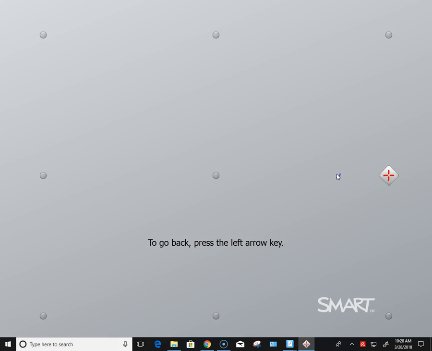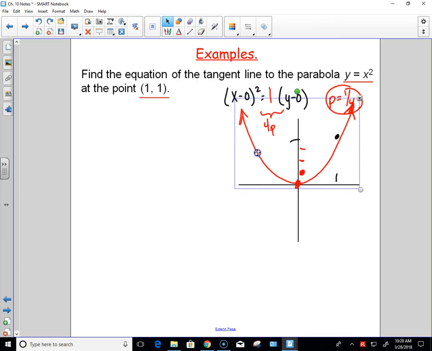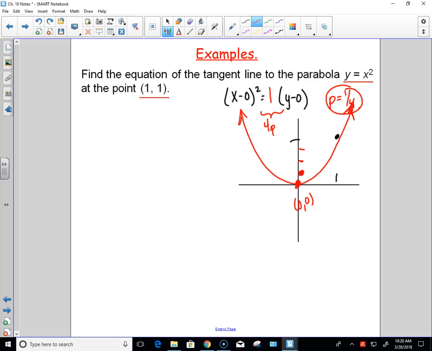What's the coordinate for the point P then, guys? If it's 1/4 up. Good. So 0, 0 is my center. 0, 1/4 is my P, right?